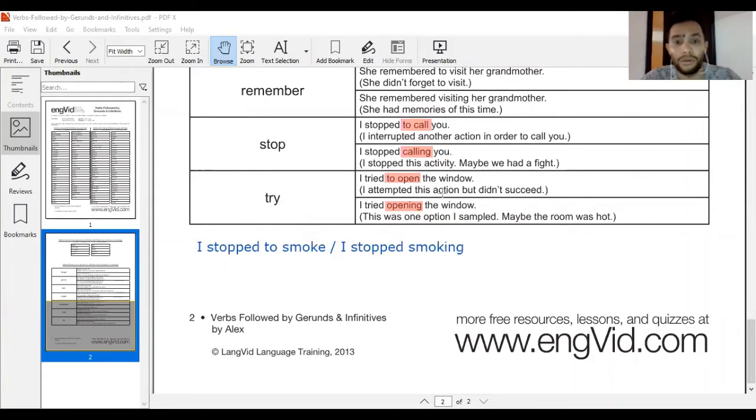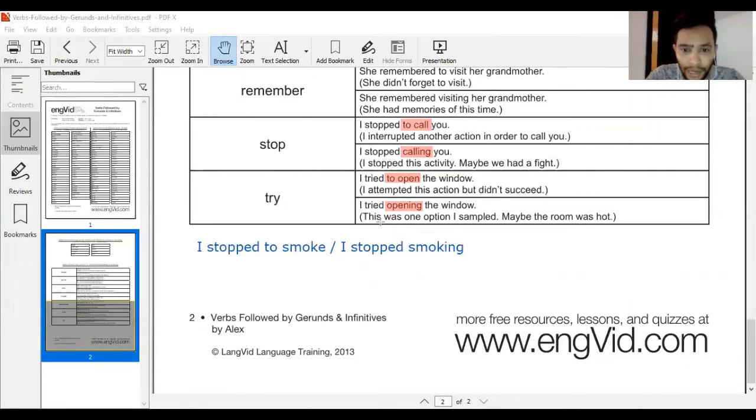right? So, I attempted this action, but didn't succeed. Lo intenté, pero no pude, right? Es decir, la manera normal de usar try, como yo ustedes lo usan. En el caso de ing, lo que significa más es como un experimento, algo que jamás o que en el momento no hayas intentado para resolver una situación.